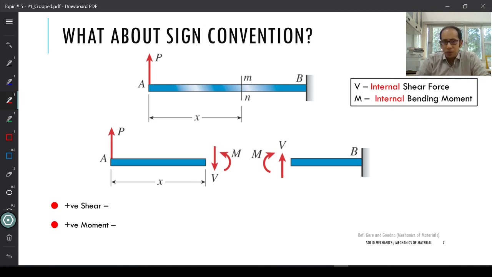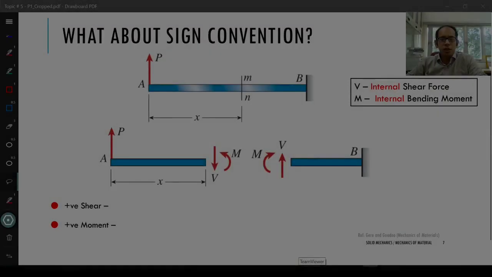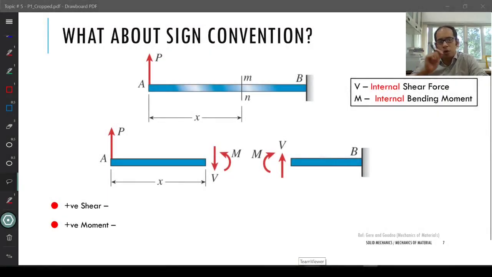Remember that in axial loading, again, I'm just talking about conventions, we have followed one convention that if the bar is under tension, that's positive. Probably you followed the same convention when you studied trusses in engineering mechanics. If the truss member is in tension, it's positive. If it's in compression, it's negative, right? For the shear force and the bending moment, there are also conventions.